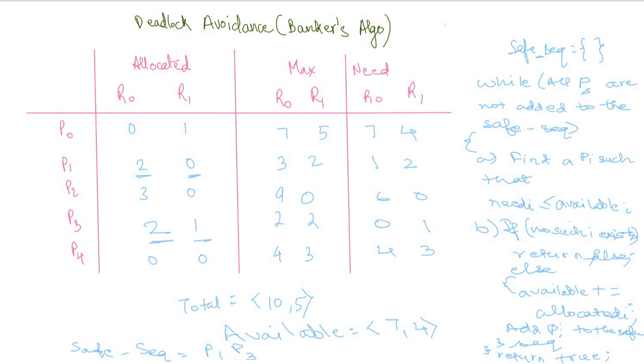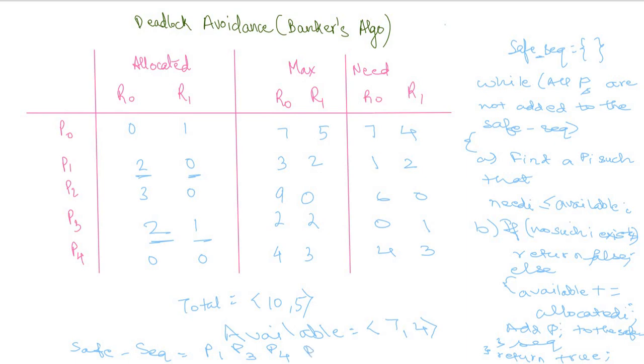So we'll see that P4 is also valid, because 4 is less than 7 and 3 is less than 4. And since it's 0 0, even on adding we'll get 7 4. So P4 gets added to the sequence now. Then we'll come to P0 and we'll see that it's exactly the same, 7 4. So it's equal to available. So we can add this also.